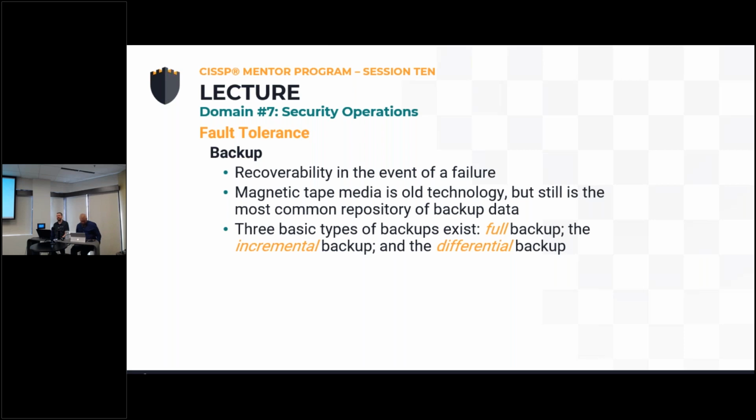Magnetic tape, still extremely common. I don't know if it'll ever really go away, not for a while at least. But yeah, you can have virtual tape libraries, disk to disk, backup to the cloud. There's a bunch of different kinds. But what you'll need to know is the 3 different types of backups. So full, incremental, and differential.